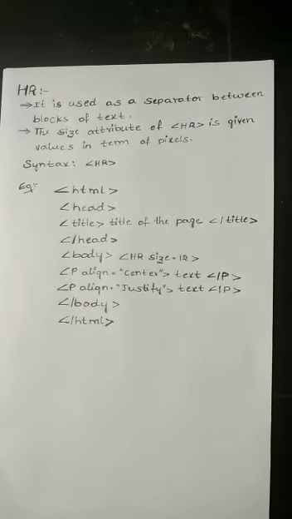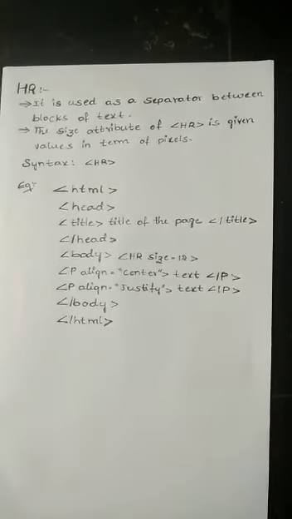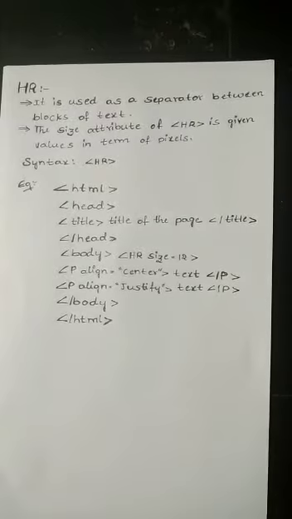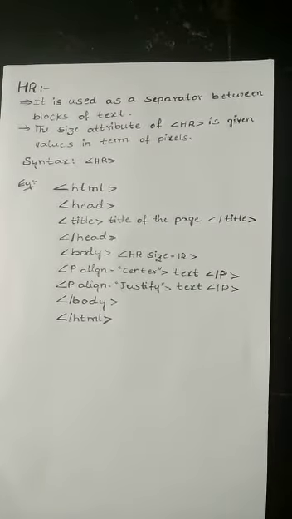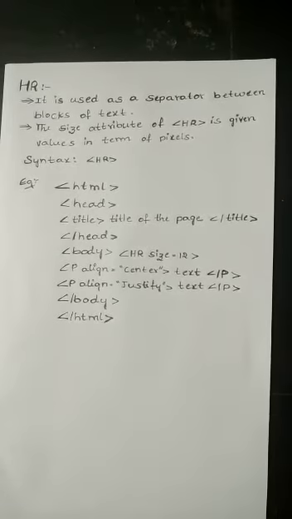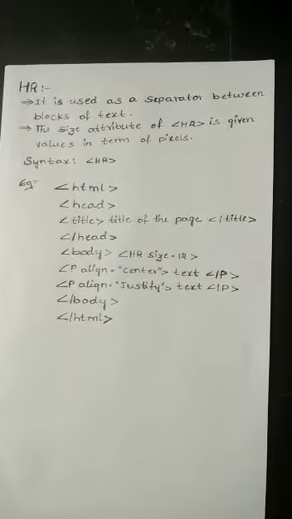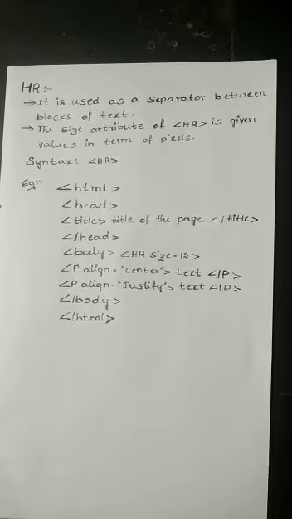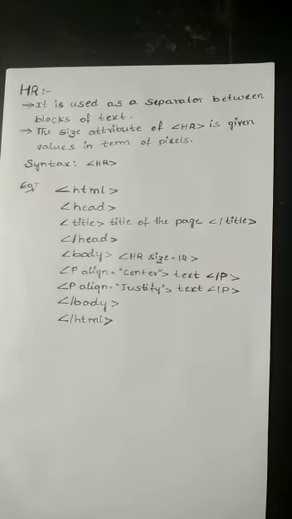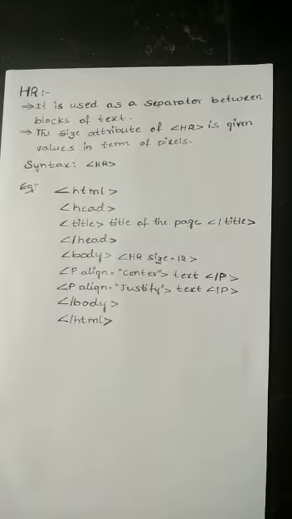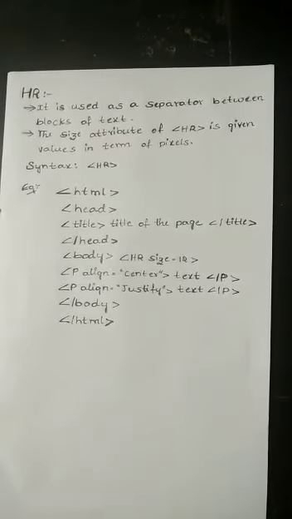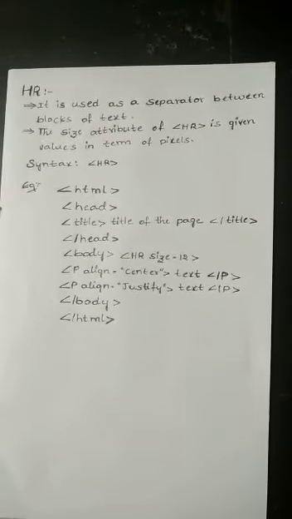Coming to the HR tag, it is used as a separator between blocks of text. The HR element draws a horizontal line across the page. Type HR where you want to insert a horizontal line in between the text. The size attribute of HR is given values in terms of pixels. A pixel is equal to dividing an inch into 72 points.